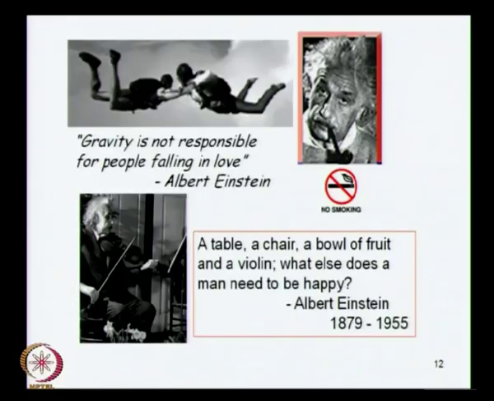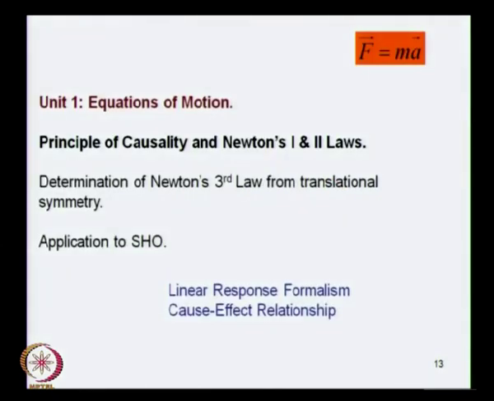And then even classical mechanics, if you do not want to understand why objects fall, if your objective is just to be happy, then you do not have to learn any of this. You can just get a table, a chair, a bowl of fruit and a violin. But let us say you go beyond it and you really want to understand how physicists understand these issues. So, we will introduce you to the equation of motion in unit 1. So, amongst the 11 units, our first unit will set up the equation of motion.